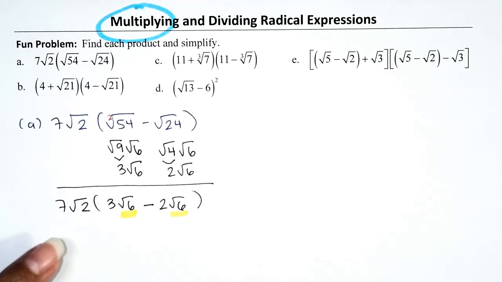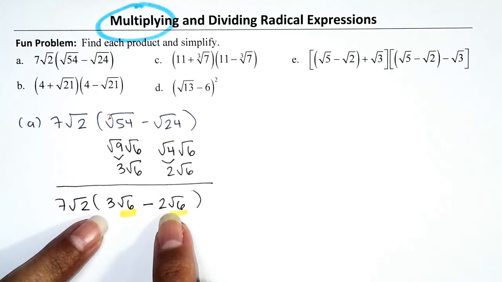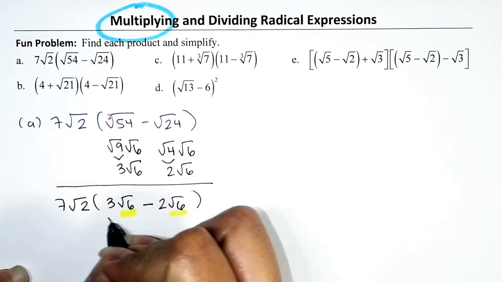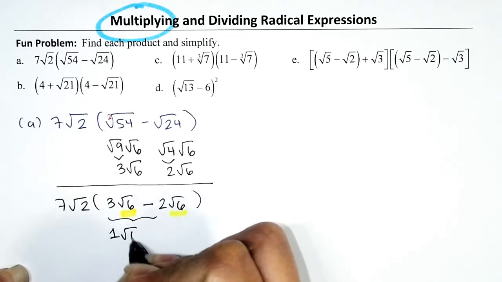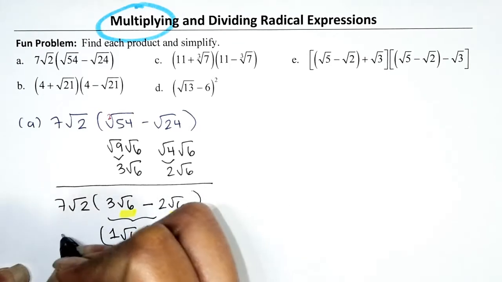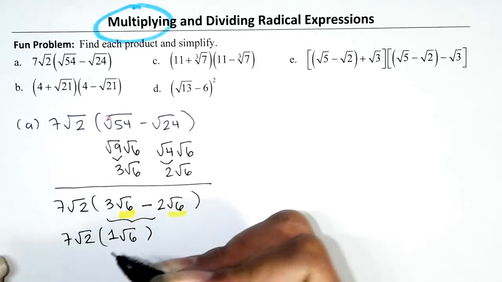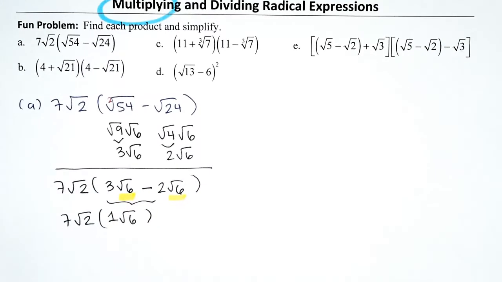So when we do, 3 minus 2 will leave us with 1. And then we tag along that radical part. After all that hard work, we're left with 7 root 2 times 1 root 6.